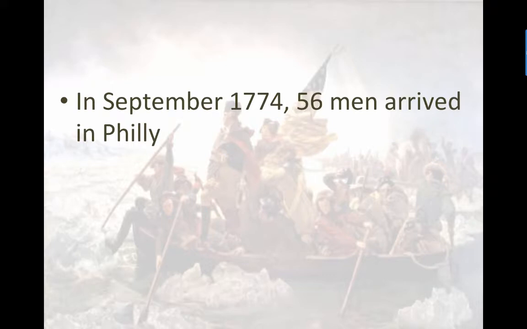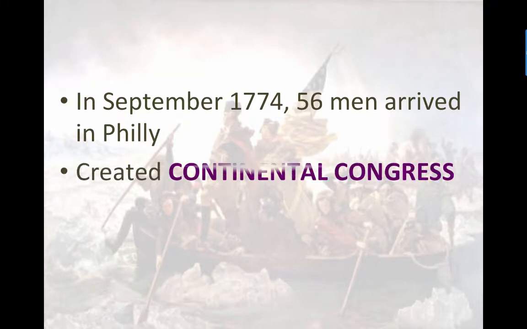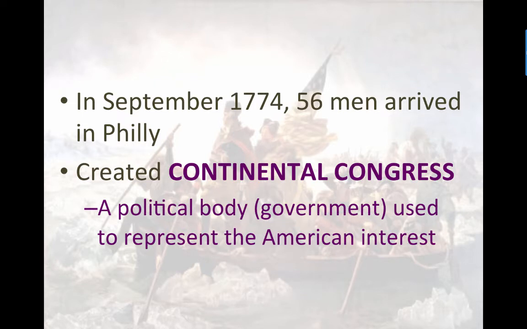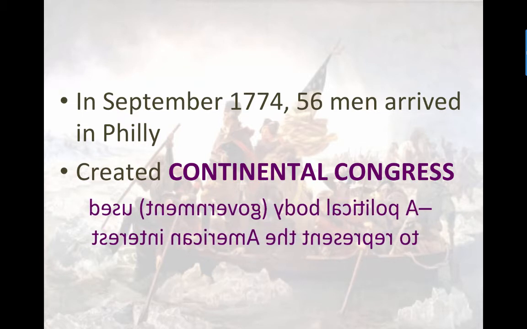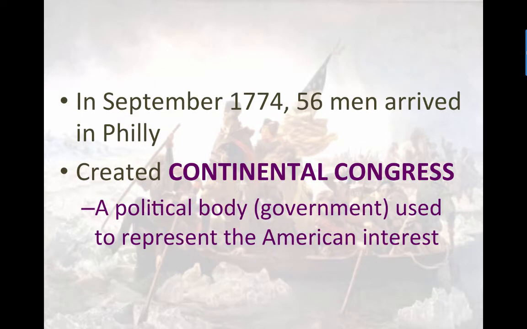So in September 1774, 56 men arrived in Philadelphia. They created the Continental Congress. This is your key term, and here's the definition. It's a political body, or a government, used to represent the American interest, in particular against the British.